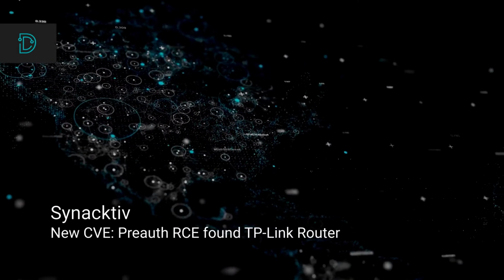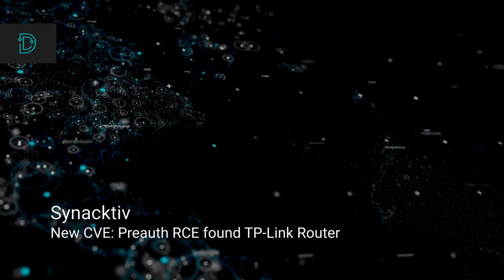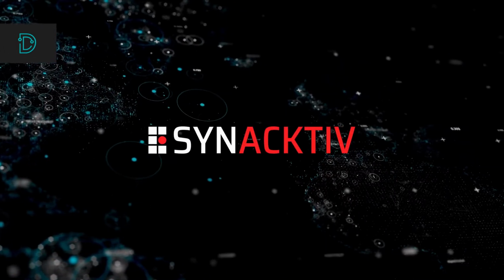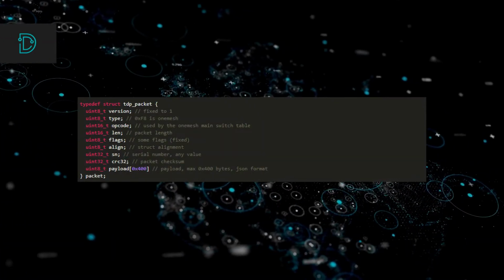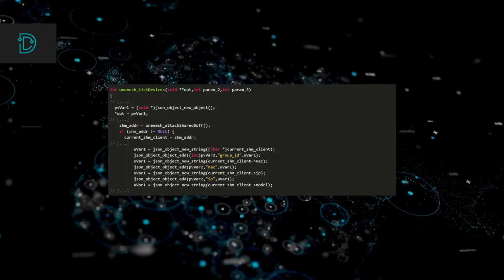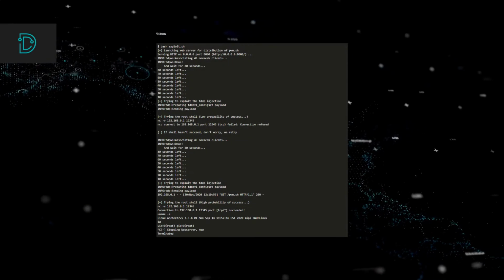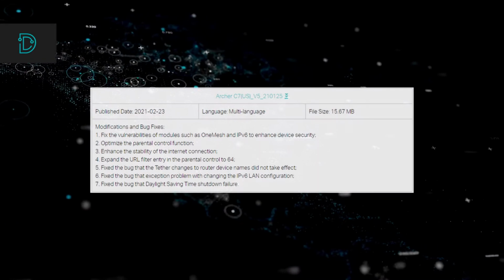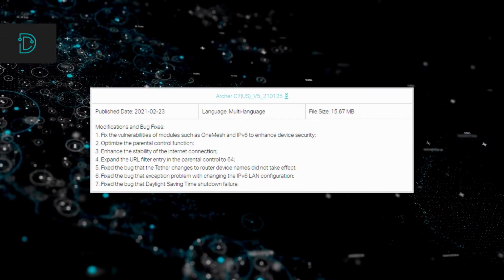Our CVE of the week is a Preauth RCE found in TP-Link smart Wi-Fi router, discovered by two French researchers from the security company Synactive. They discovered that Preauth RCE can be executed by sending a specially crafted TCP message to the TDP server service. In this way, the attacker on the LAN of the router can gain total control over the router with the highest level of privileges. TP-Link has addressed this vulnerability and released a patch correcting it.